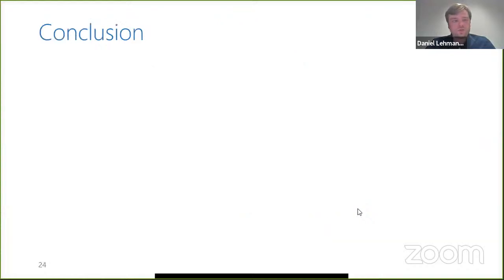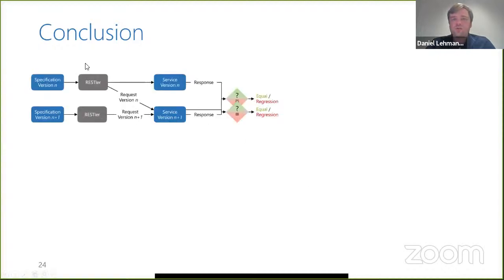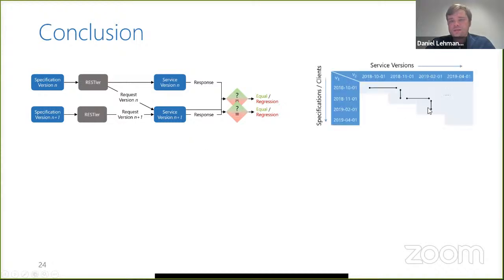With that, I'd like to conclude this talk and give a short recap. I introduced this notion of differential regression testing for REST APIs, which is different from regular programs because we have two software components, the service itself and the specification, and they could be separately updated. Consequently, we also have two pairs of differential test cases that we need to do. Second, I talked about these specification and service test configurations, as we call them, and that they span a matrix.